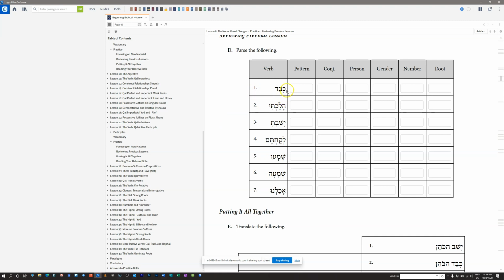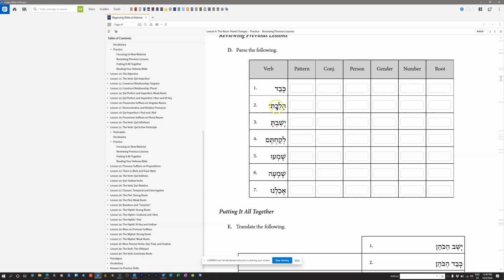So number 1, this is our basic form. I know it looks a little bit different because you've got the tsere instead of a patach. But as we learned, stative verbs in Hebrew, verbs that usually get translated with some form of "to be" in English, so here, kaved is "he is heavy" or "he was heavy," these stative verbs can have, instead of a patach, a tsere or a holam. So that's what we've got here. It's just a basic Qal Perfect 3MS form of kaved. And the root, obviously, is what you see here, kaf, bet, dalet.